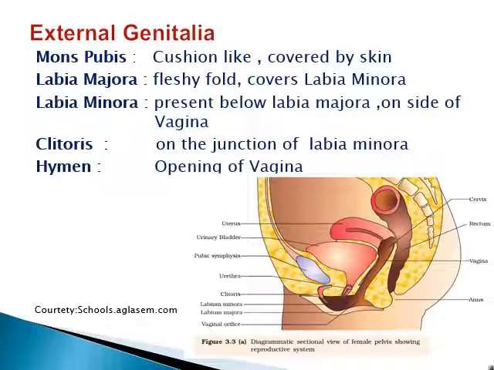The external genitalia present in the female reproductive system are, first, the mons pubis, which is a cushion-like structure covered by skin. Labia majora, which is also a fleshy structure, covers the labia minora. Labia minora is the covering around the vagina. The clitoris is present at the junction of the labia minora, and the hymen is the opening of the vagina. This is a membranous structure, and sometimes it is broken during heavy exercise or during intercourse. So this is a diagram from NCERT where all the parts of the female reproductive system are visible.